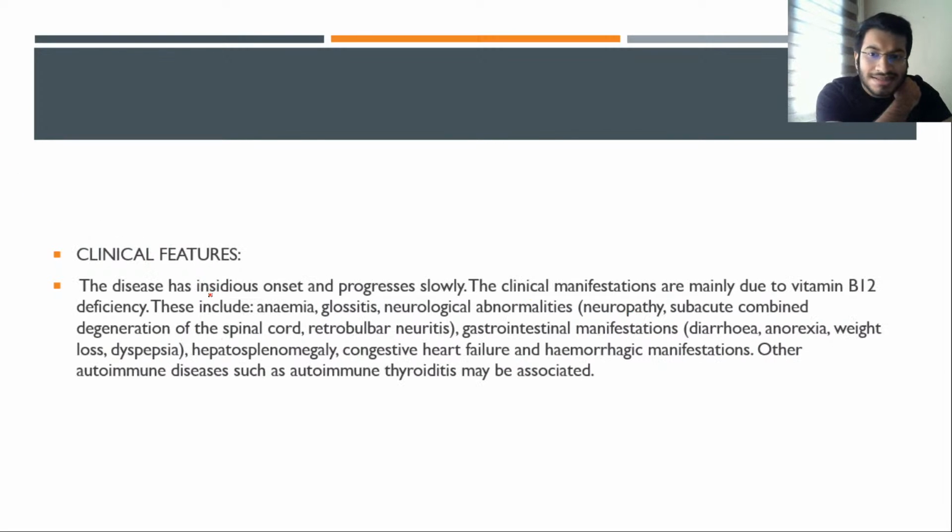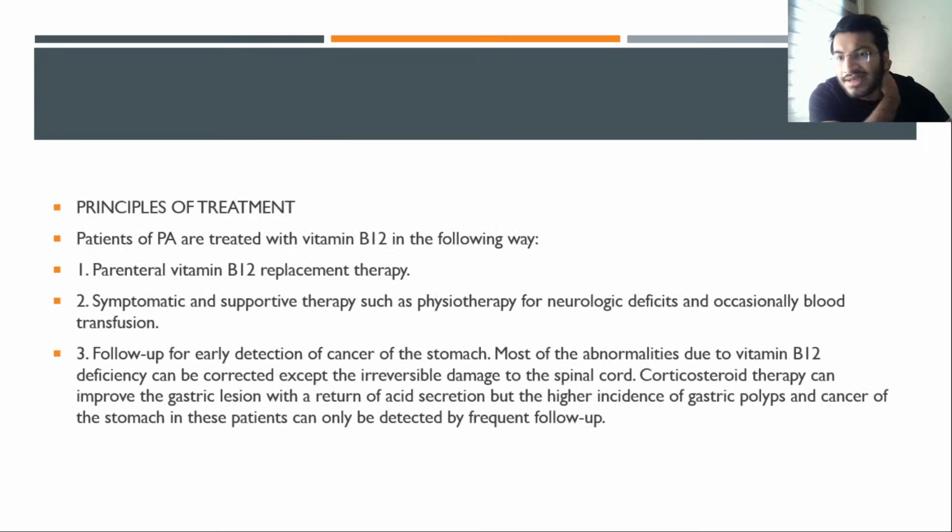Clinical features. The disease is insidious in onset and progresses slowly, and first of all there is anemia, glossitis, neurological abnormalities, neuropathy, subacute combined degeneration of the spinal cord, but this is irreversible. Retrobulbar neuritis, GI manifestations, diarrhea, anorexia, weight loss, dyspepsia, hepatosplenomegaly, congestive heart failure, hemorrhagic manifestations, and other autoimmune diseases such as autoimmune thyroiditis may be associated. Right?